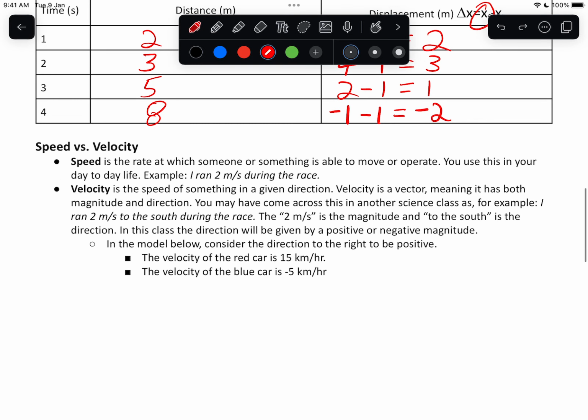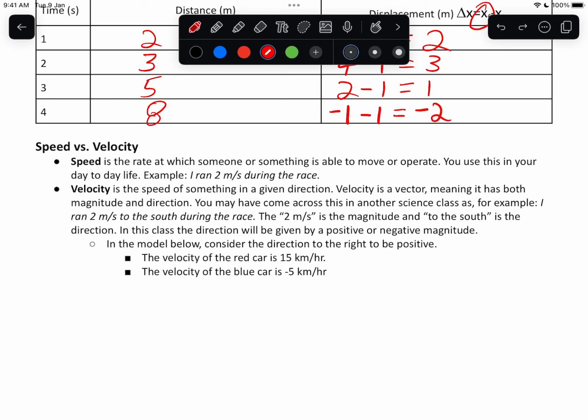Speed versus velocity. Speed and velocity, we use them interchangeably in most of our lives. However, now in this class, I need you to know that velocity is the speed of something in a given direction. Velocity is a vector, and that's a very important term. We're going to do a lot with vectors. He's so important, he's on my door, and he fights crime using magnitude and direction. It has both magnitude and direction.